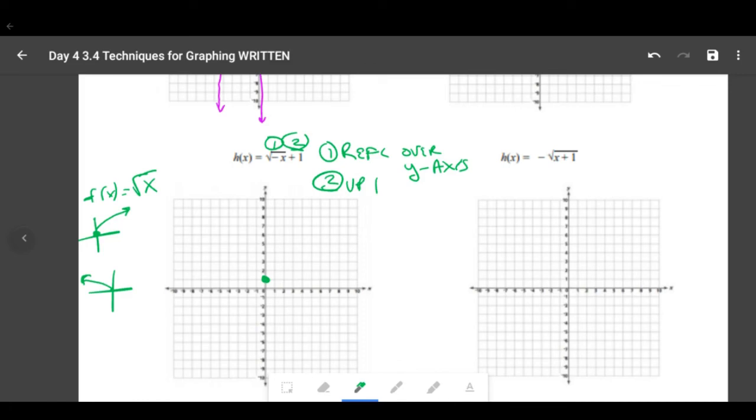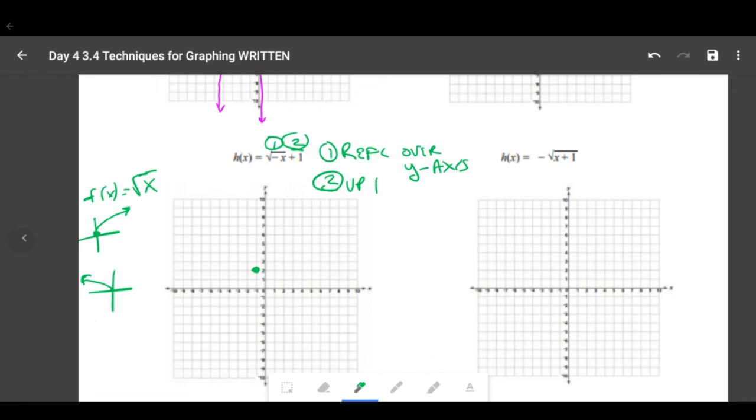Okay, so now instead of being at 1, 1, if that reflected over the y-axis, that would go to negative 1, 1, but also it shifts up 1. So we're going to get that as the new coordinate. And I'll get rid of these two guys, so you don't get confused. Now, the next one, remember the square root graph.